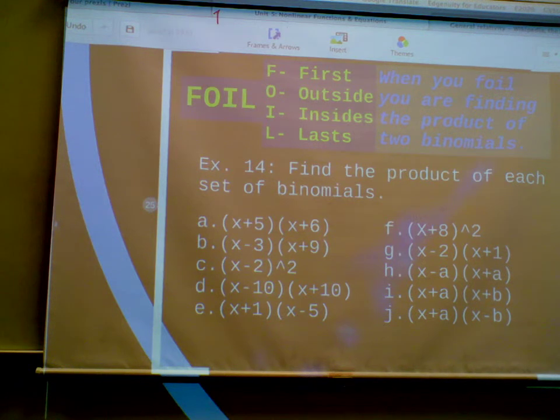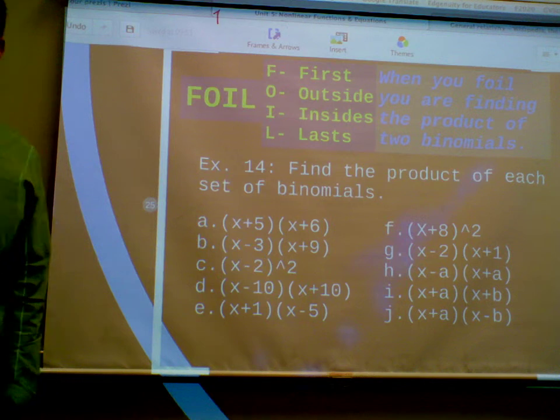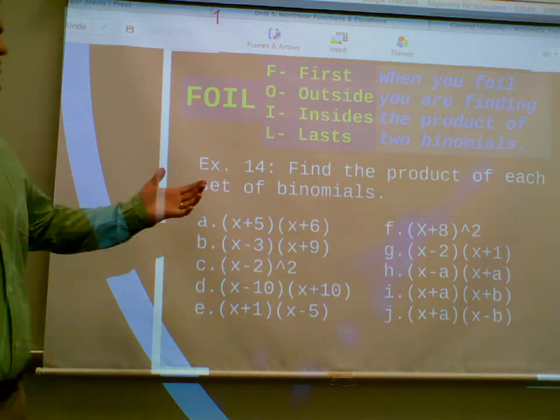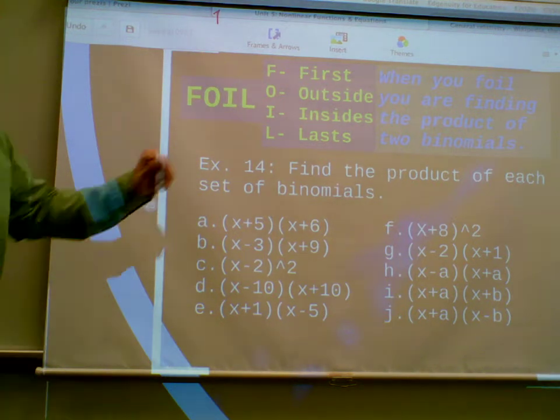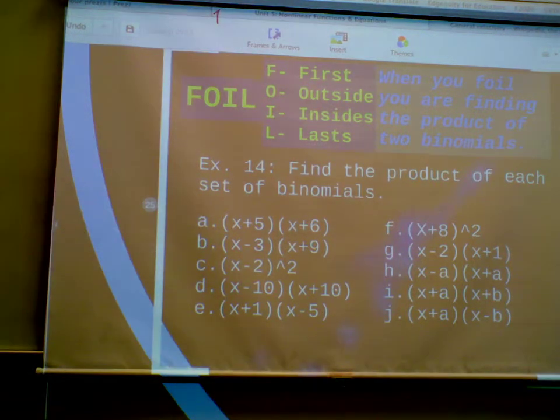All right, FOIL. Little review from last year. That's all right. It's always good to start with review. We're actually going to try to figure out how to go backwards from FOIL this unit. I think it helps for us to practice going forward so that we can work our way backwards later on. So that's where we're getting started.